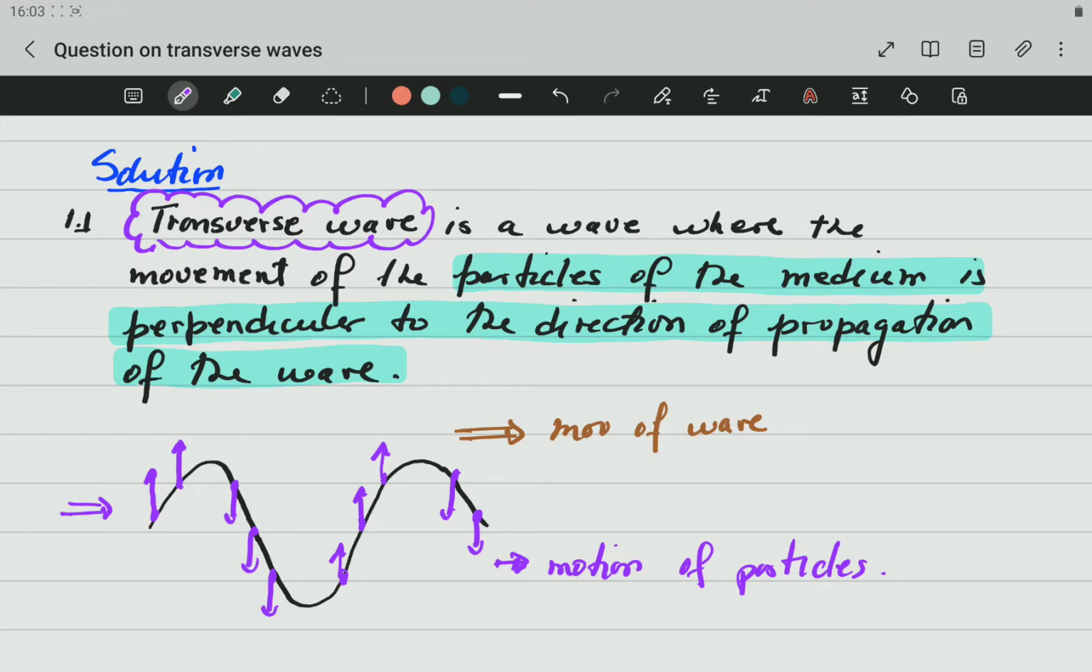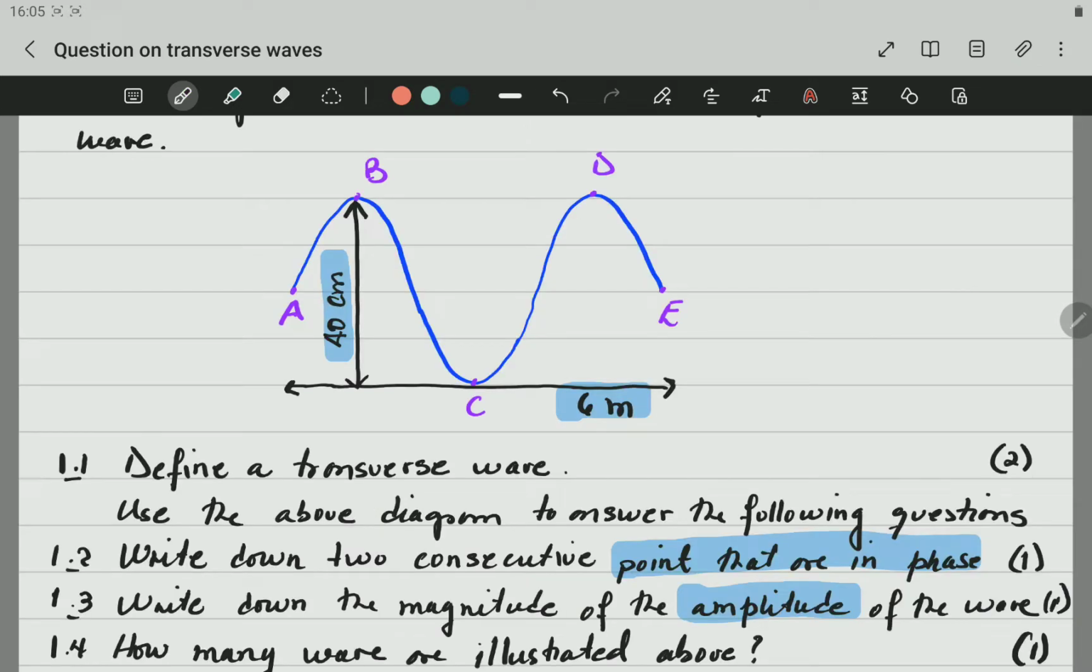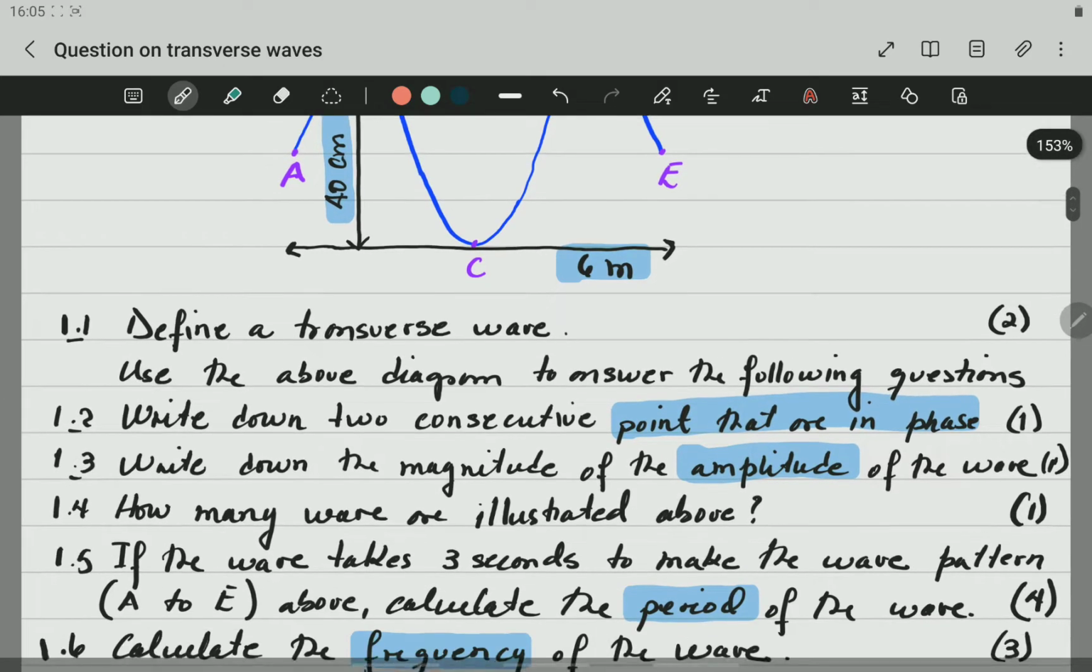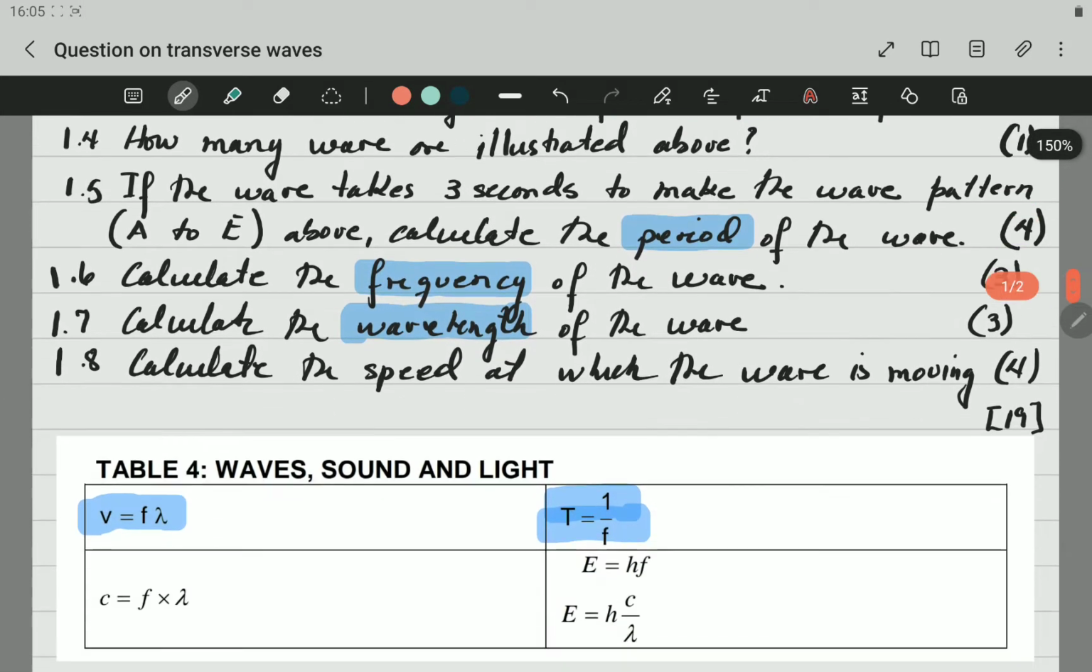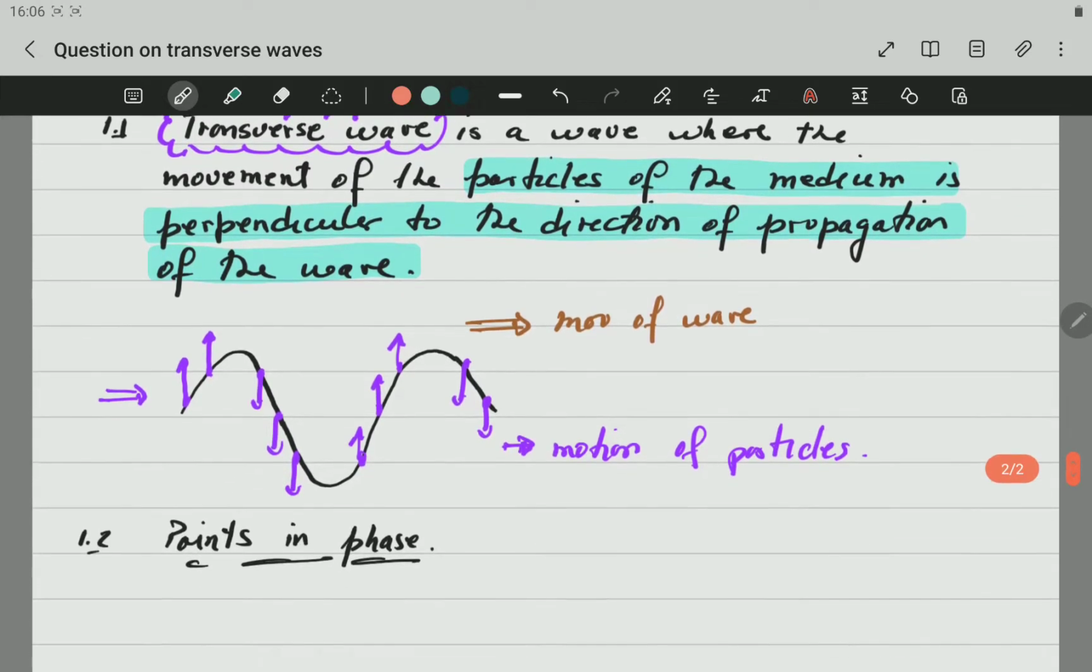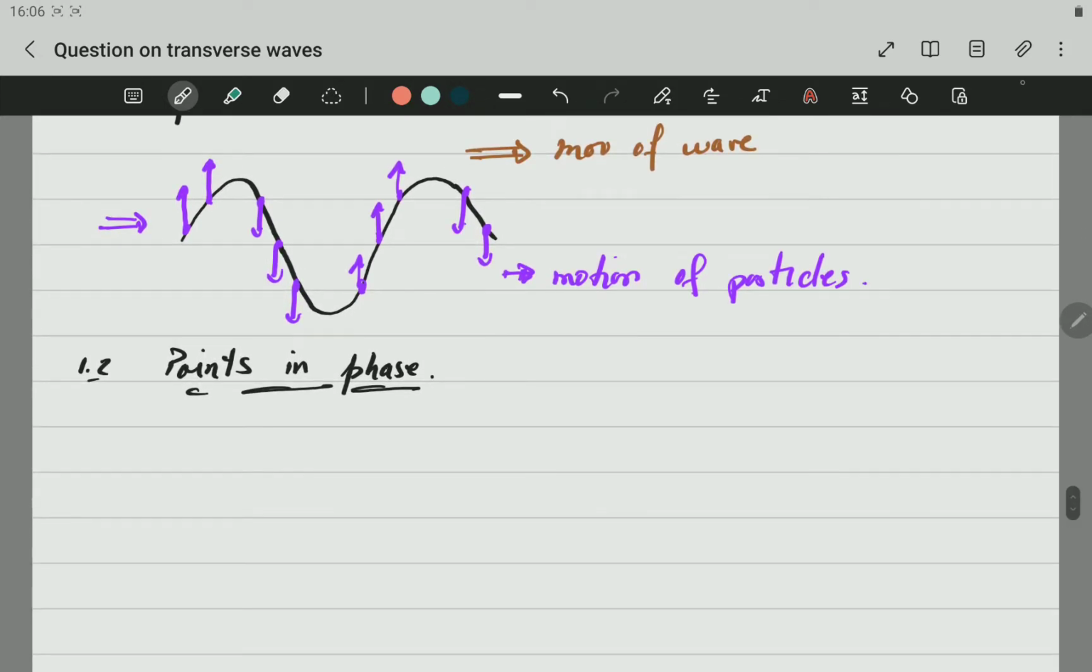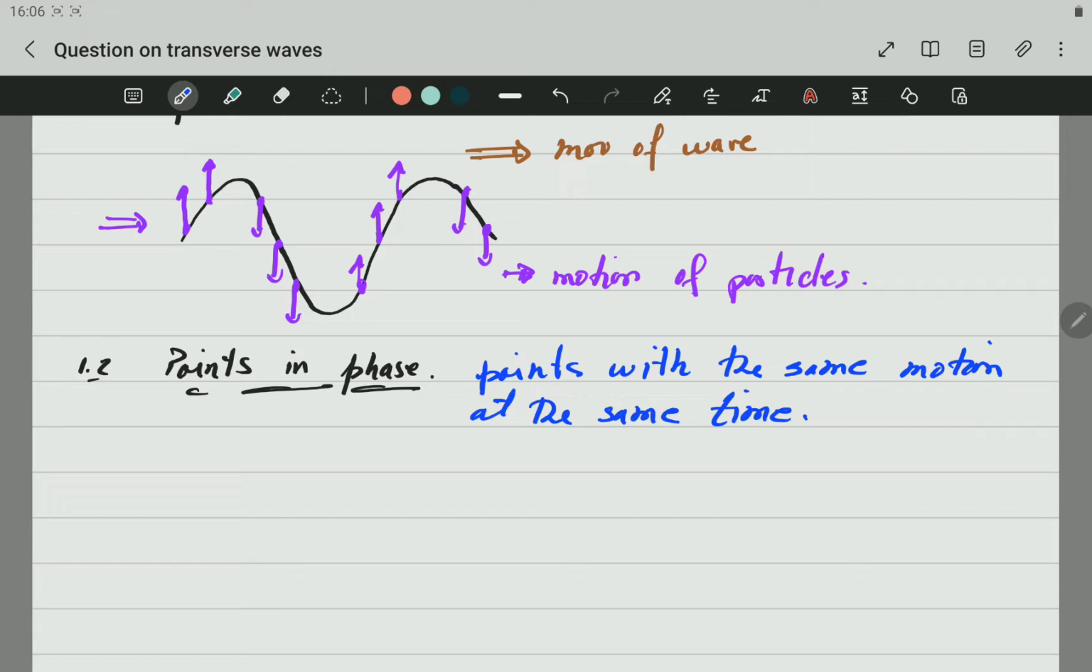Let's look at question 1.2. Question 1.2 said write down two consecutive points that are in phase. Now, points in phase are points that have the same motion at the same time. Those are what we call points in phase. So points in phase are points that have the same motion at the same time.